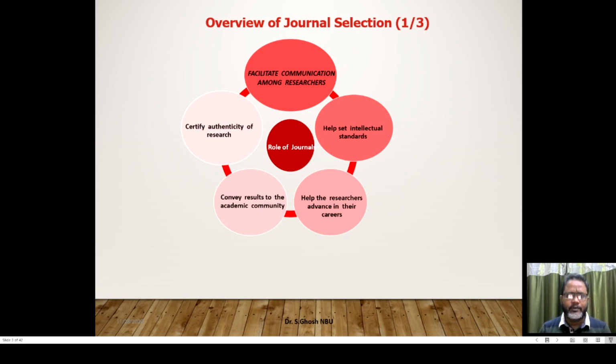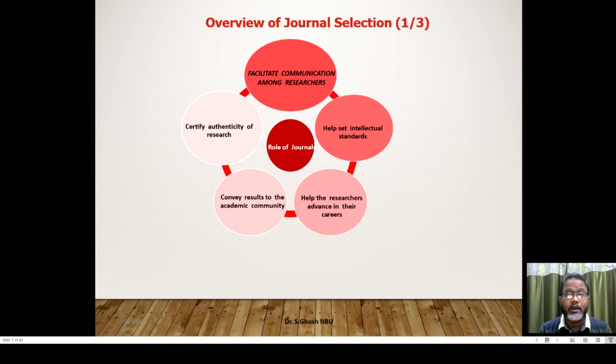Whenever you are doing this research, and if it is published in a recognized journal, obviously it certifies the authenticity of your research. And last but not the least, it facilitates communication among researchers.